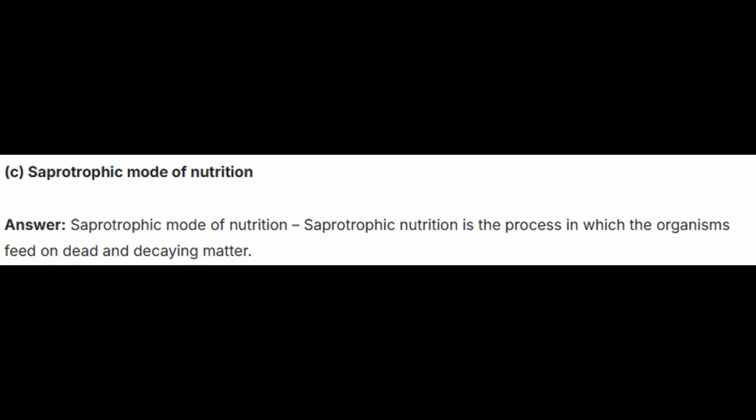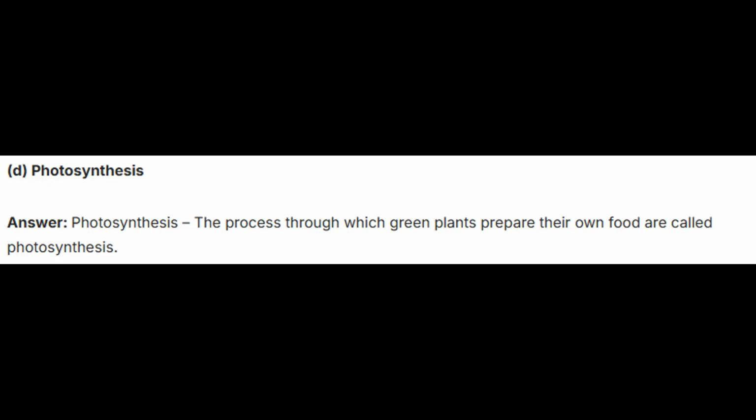C, saprotrophic mode of nutrition. Answer. Saprotrophic nutrition is the process in which the organisms feed on dead and decaying matter. D. Photosynthesis. Answer. The process through which green plants prepare their own food is called photosynthesis.